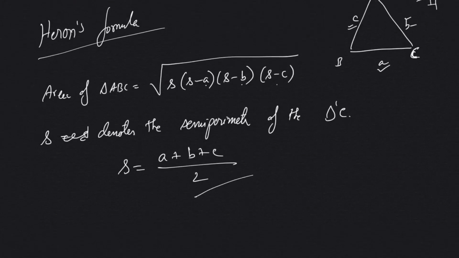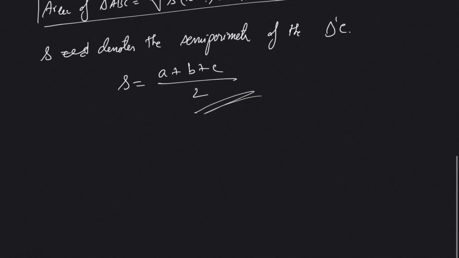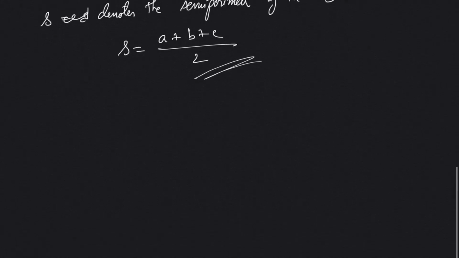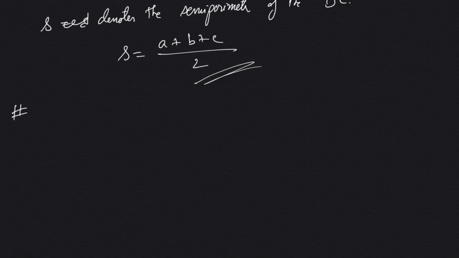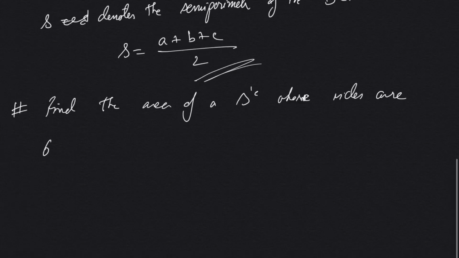Means first you will find out S, and after that only we'll proceed to find out the area of a triangle. So this is what Heron's formula gives us. We'll not discuss much detail. Let's just try one example, that is to find the area of a triangle whose sides are, let's say, 60 meter, 100 meter and 140 meter.